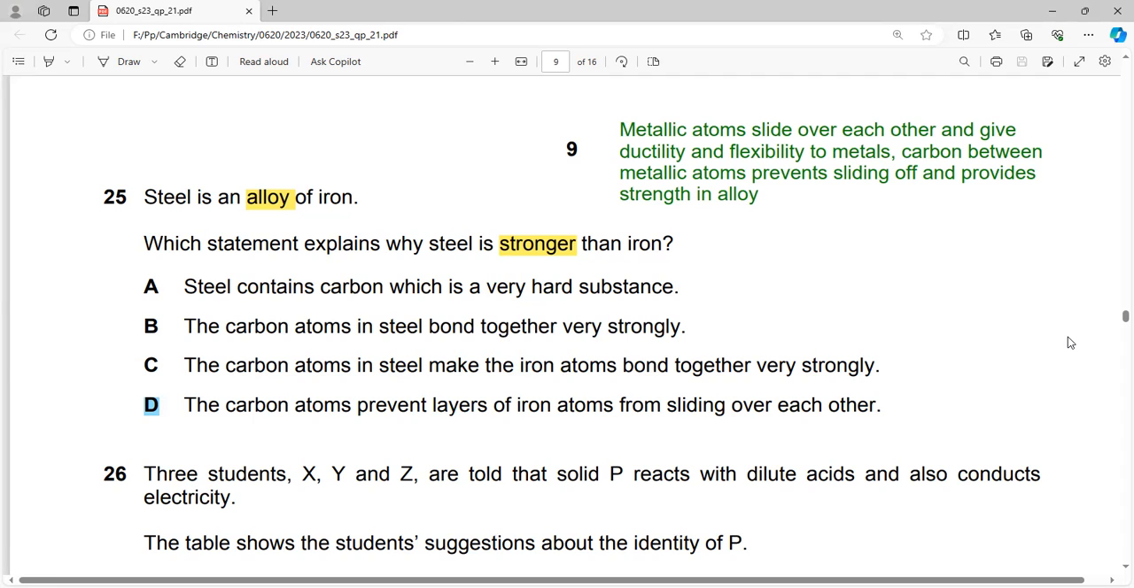So we can see that in option A, the steel contains carbon atoms, carbon, which is a very hard substance. Fine, carbon can be hard in the form of diamond or anything, but this is not the role of the carbon in an alloy, so that's why it is a wrong option. The carbon atoms in steel bond together very strongly. This also does not describe the actual role of the carbon, which is giving strength to the alloy of steel. So the carbon atoms in steel make iron atoms bond together very strongly.